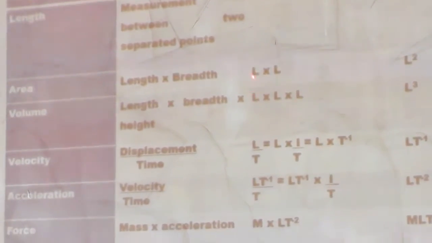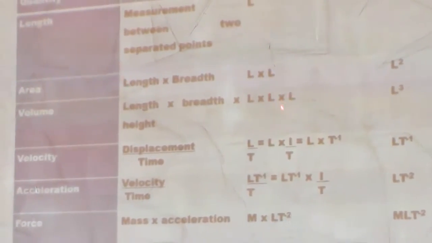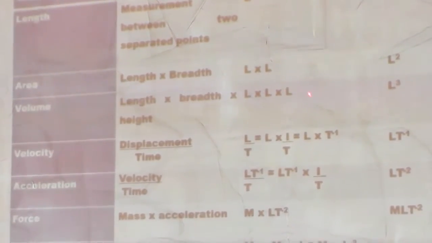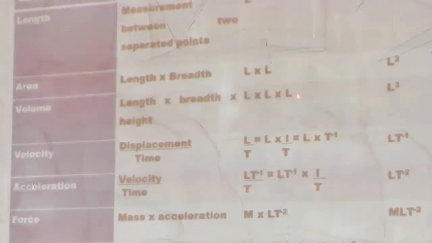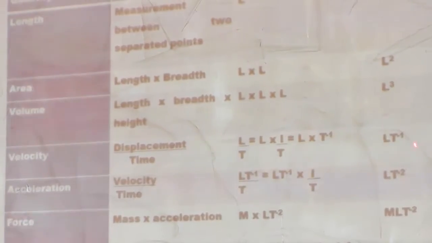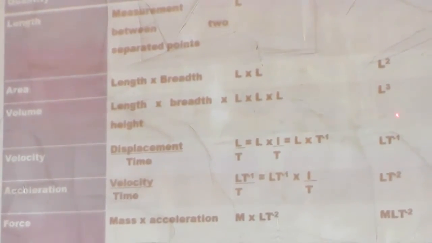Because the power of L here is 1, the power of L here is also 1, and the power of L here is also 1. 1 plus 1, 2 plus 1, we have 3. Therefore, the power of L we are going to have here becomes 3. We have the dimension of volume as L raised to power 3.